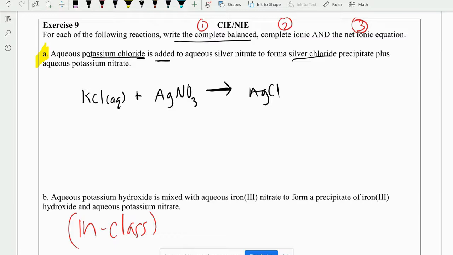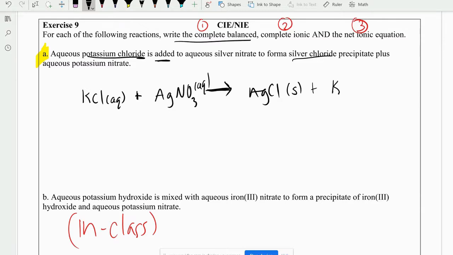And then that is actually going to be our precipitate. So that's when you put an S. That's when the solid forms. Oh, I apologize. Let's go back here and put aqueous next to the other reactant. Right? It's a bad habit. Sometimes I forget. All right, and then it's going to say you also form aqueous potassium nitrate.